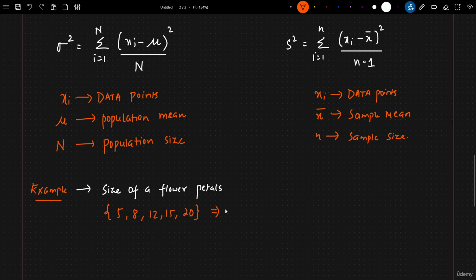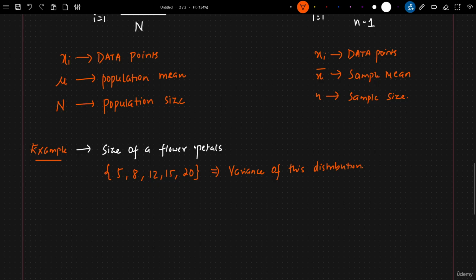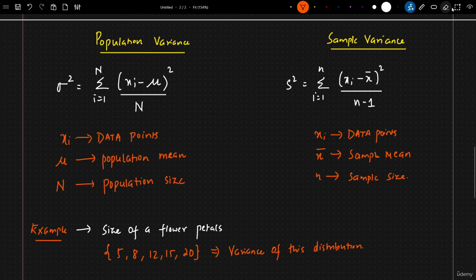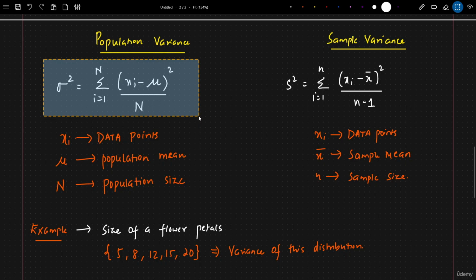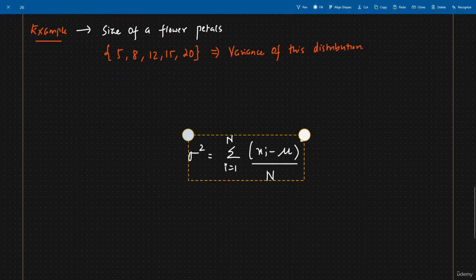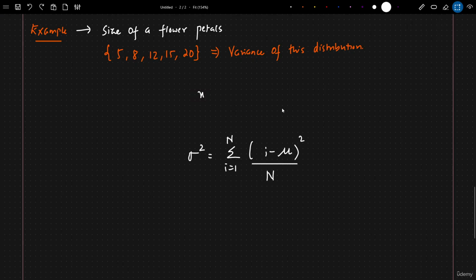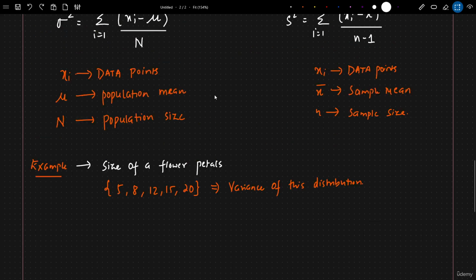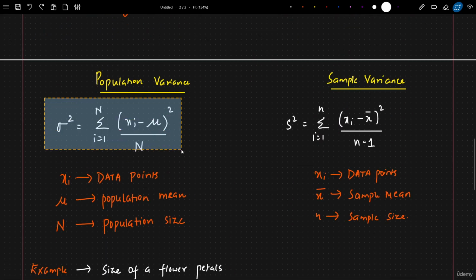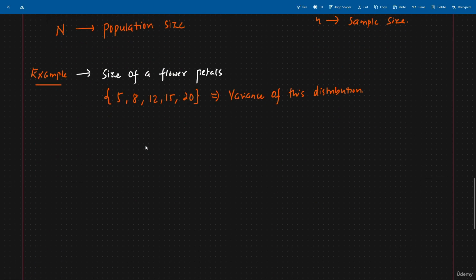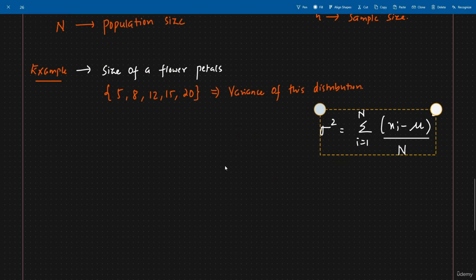Now from this, we will just go ahead and calculate what is the variance of this distribution. So let's quickly calculate it. First of all, based on the formula, I have this specific formula. I will copy it and paste it over here. I'll consider that this is my population. So this is my formula for my sample variance. This is the formula that we are going to use.